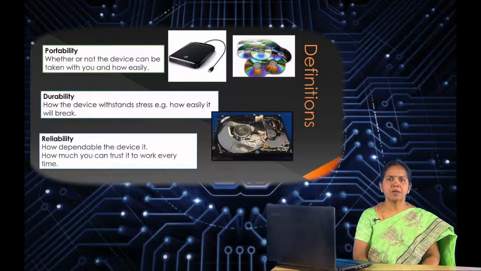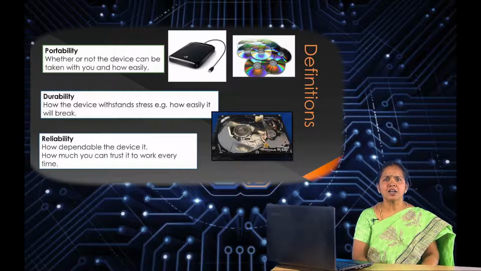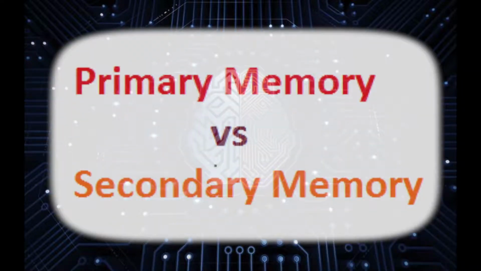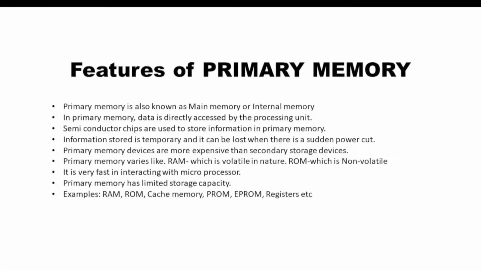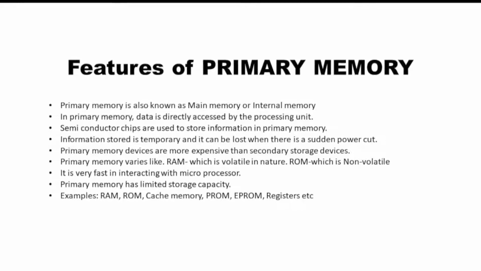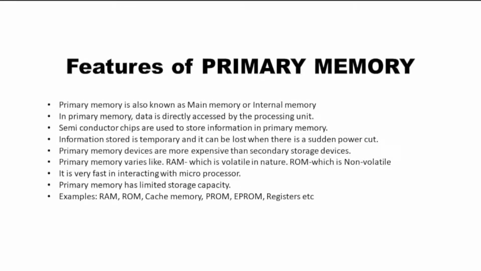Finally, we have reliability. This refers to whether the data can always be accessed reliably and in the format in which it was saved. Well, shall we compare primary and secondary memories? First, let us have a look at the features of primary memory. Primary memory is also known as main memory or internal memory.